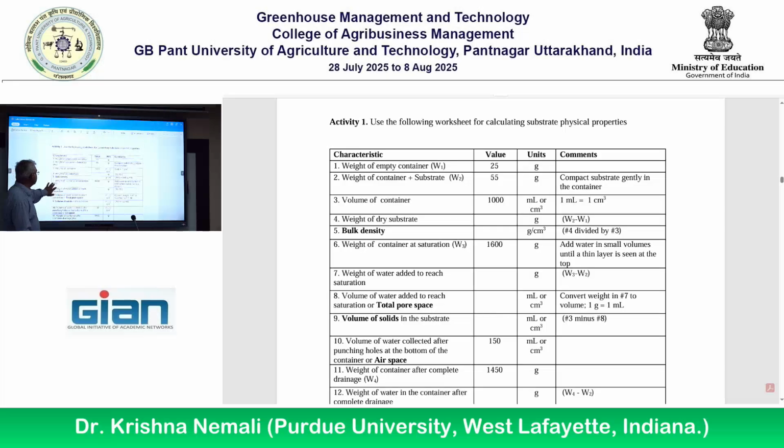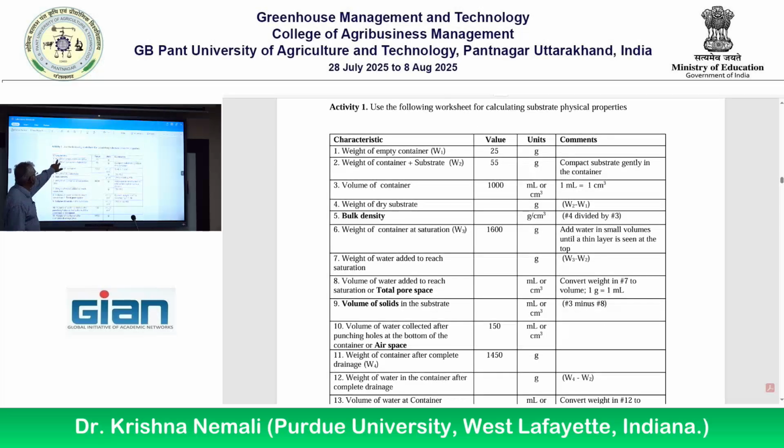All you need to do is, you see here there is a characteristic weight of empty container, 25 grams. Okay. I want you to go through this table. I put some comments also, for example. Weight of container plus substrate is W2. That's 55 grams. Okay. But if you follow this, it's a pretty simple thing. You can calculate a lot of things on this chart. When you get to the end here, you have to make all those calculations.